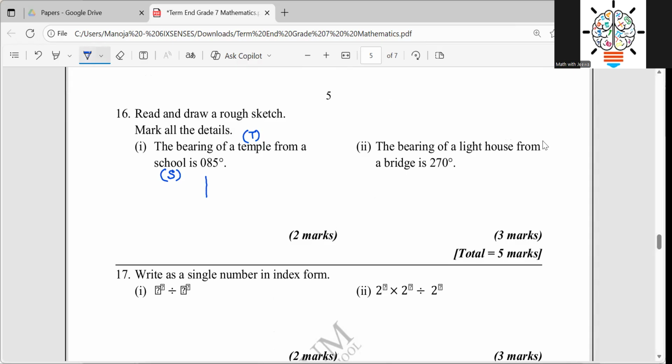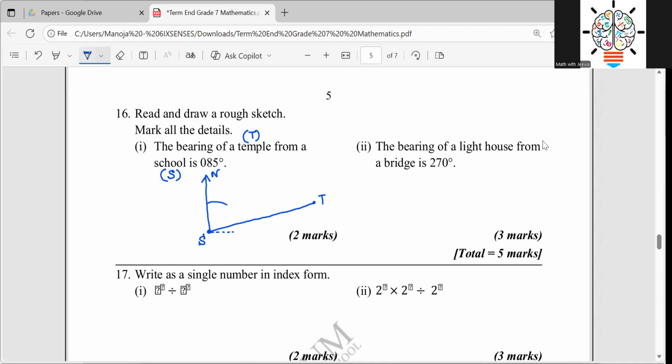So first I mark something like this. This is the north direction. From school, it should be like this. And the 90 degrees like this. And it should be less than 90 degrees, something like this. And then the temple should be here.